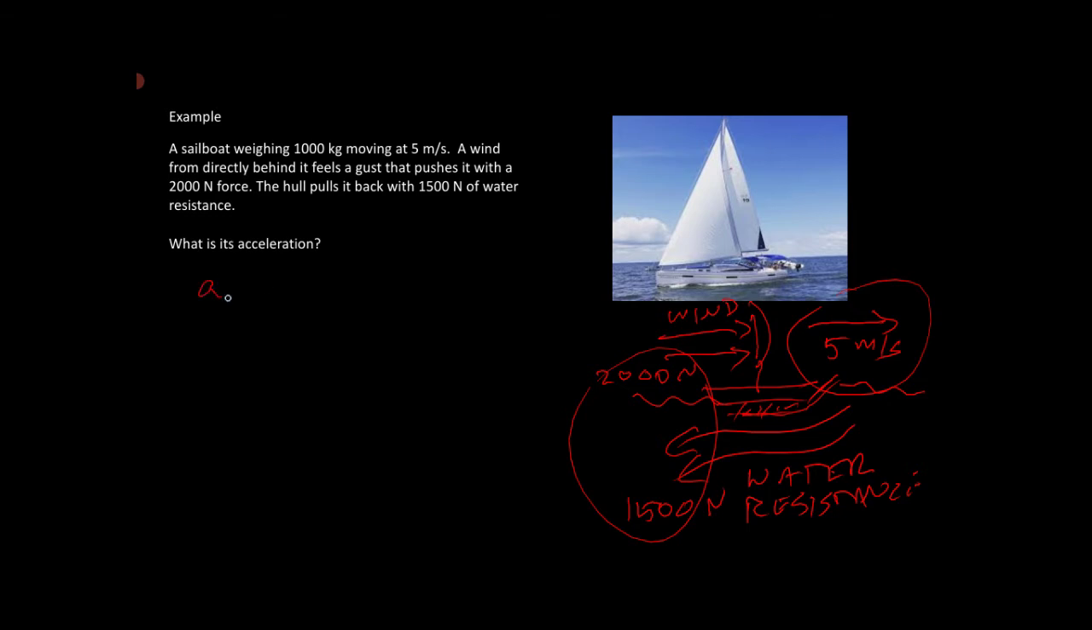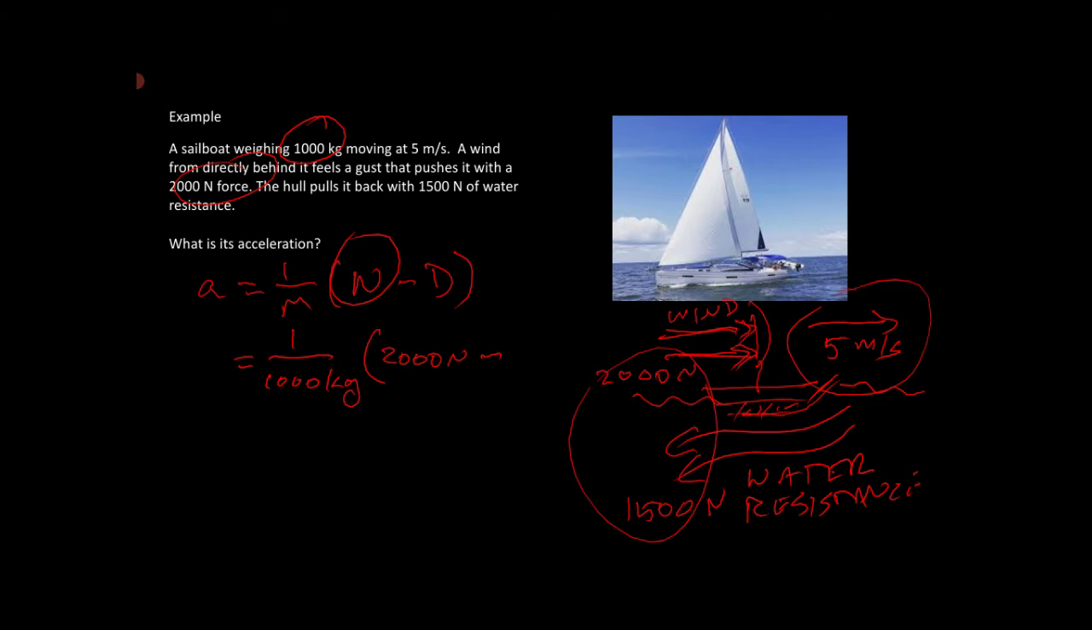Okay, so that's going to be A is equal to 1 over m times the sum of the forces that we did previously. So we've got the wind going forward, right? Wind's going to the right, minus the hull resistance, the drag, going backwards. Okay, so let's see. We had a mass that's 1,000 kilograms. We've got wind, which is 2,000 newtons, minus 1,500 newtons for the drag.